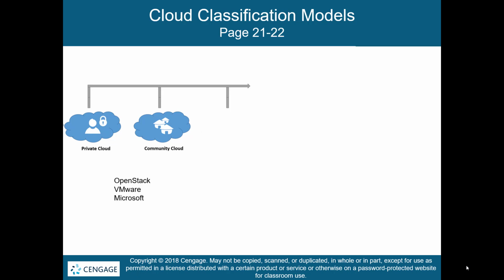The bottom of page 21 talks about cloud classification models. And clouds can be classified as a few different types. First of all, we have private or community clouds. These types of cloud environments are hosted in an on-premise data center, which is owned by a specific organization or perhaps a group of organizations if they're hosting a community cloud. There are a few different software packages we can use to create a cloud environment. One of them is called OpenStack, and this is an open source cloud development platform. VMware and Microsoft also offer cloud development platforms for their virtualized data centers.